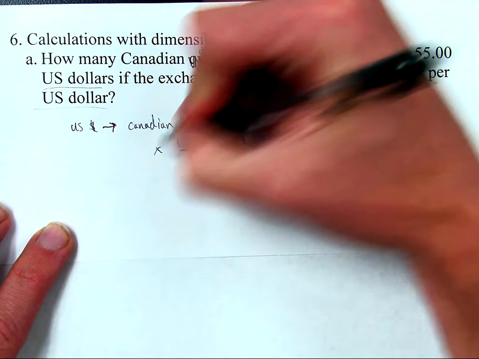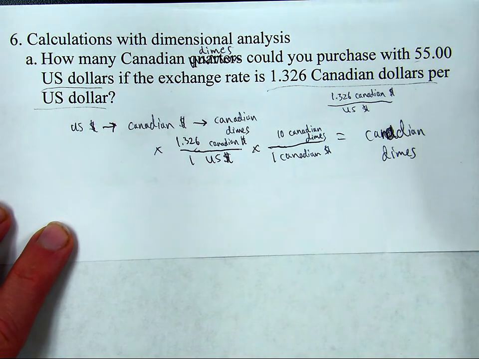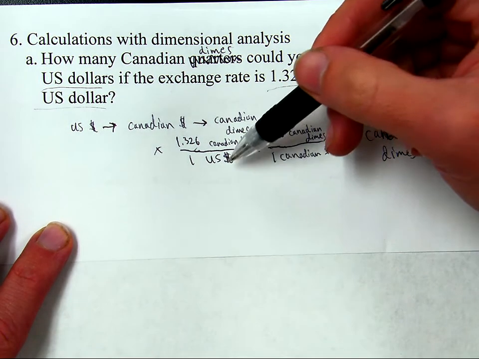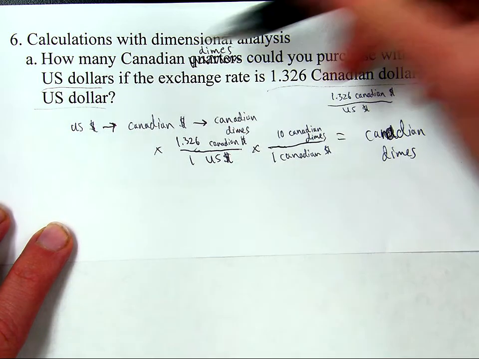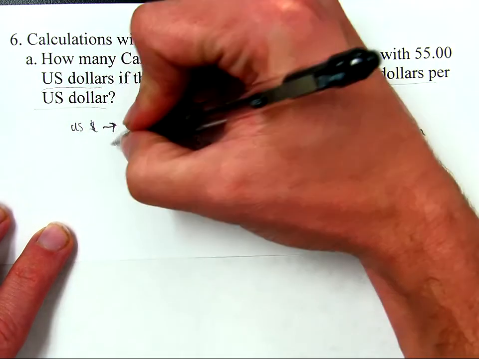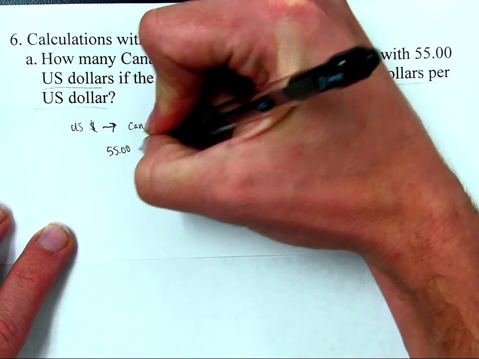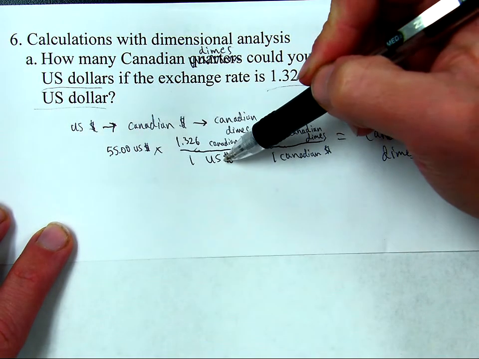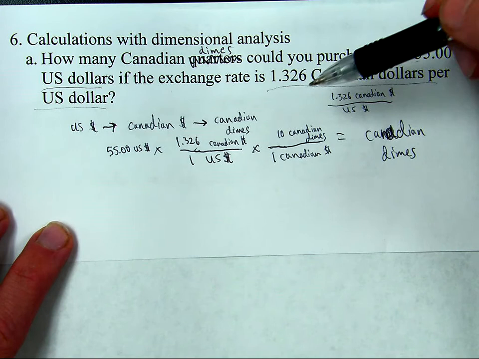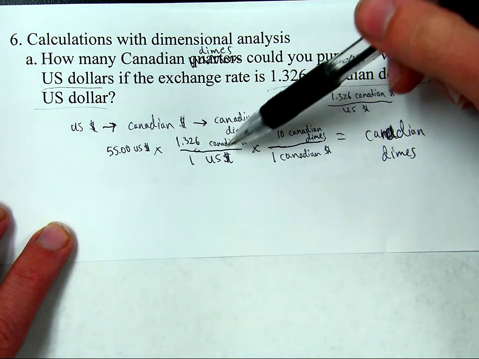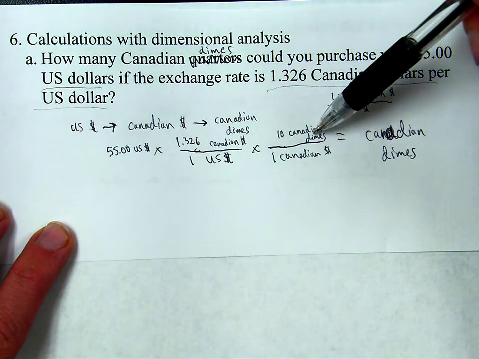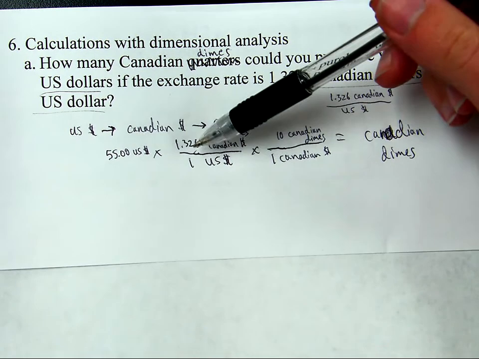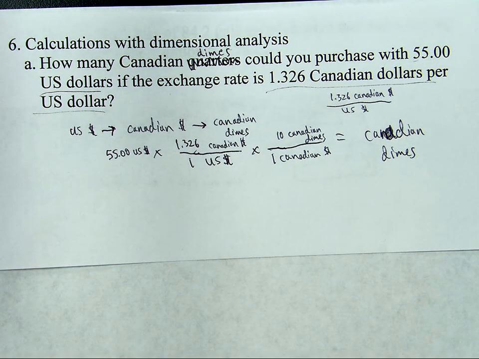Alright, so basically Canadian dollar cancels Canadian dollar, right? This is a unit, doesn't matter. US dollar, something's got to cancel US dollar out too, so we started with 55.00 US dollars. This way US dollar cancels US dollar, right? It's just a unit, so they cancel. And Canadian dollar cancels Canadian dollar, give me a final unit of Canadian dimes. Alright, so this times this times this gives a final answer. Great, let's do it.